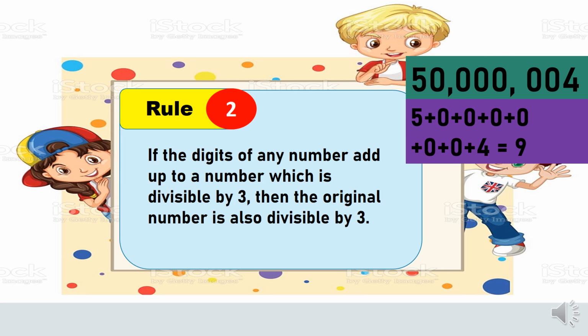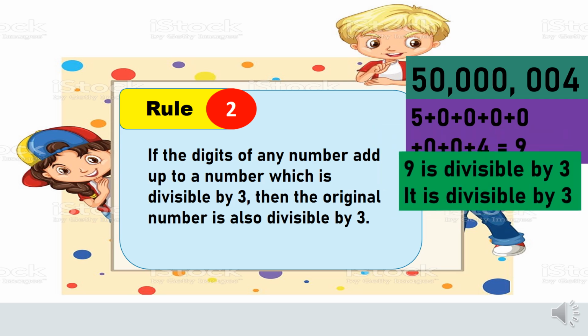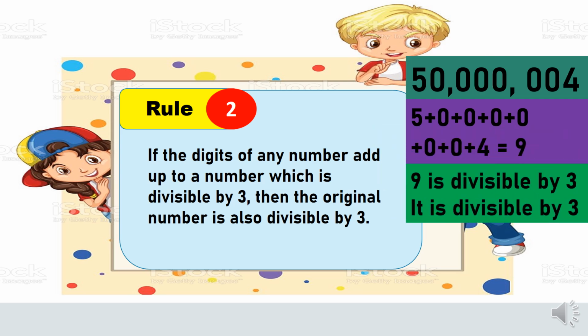Now read the table of 3 in your mind. What do you think? Does 9 come in the table of 3? Yes, 9 comes in the table of 3. So 9 is divisible by 3. When 9 is divisible by 3, automatically the whole number 50,000,004 is also divisible by 3.